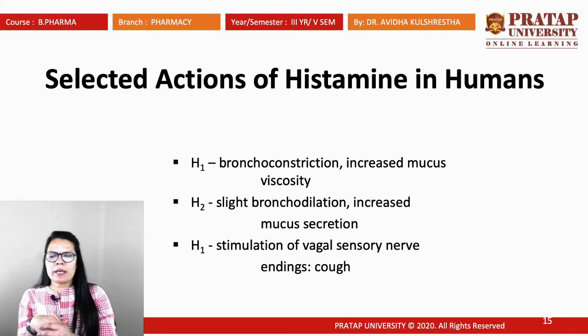Selected action of histamine in humans, H1: I already said that is bronchoconstriction, so in the respiratory organs mucus viscosity is increased, so the mucus will be quite thick, and there may be bronchitis or other respiratory issues. H2 causes slight bronchodilation and increased mucus secretion. H1 stimulation of vagal sensory nerve endings causes cough, cold and so on. So these are the specific actions of the H1 and H2 receptors.